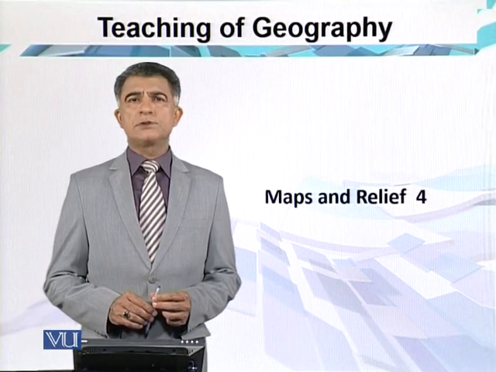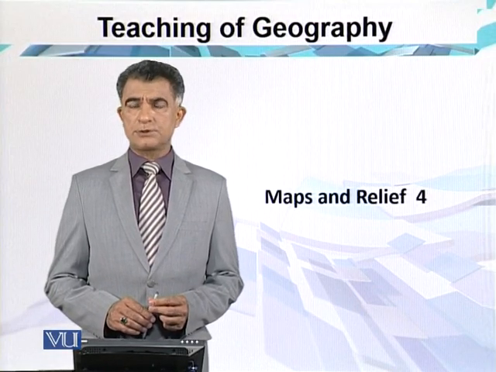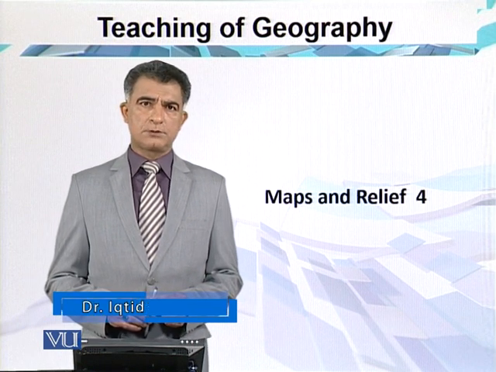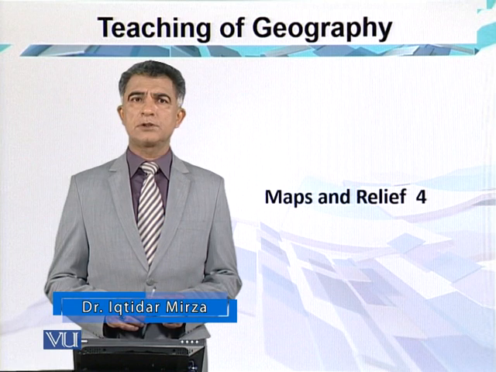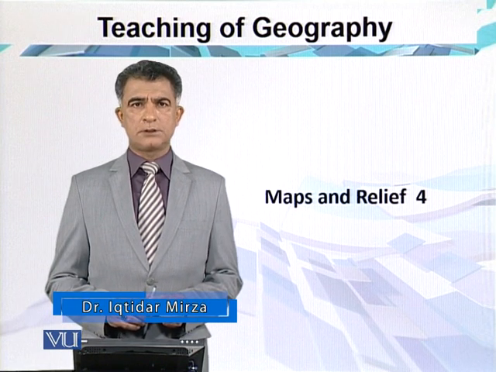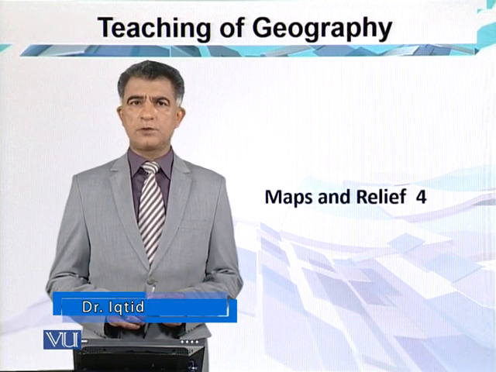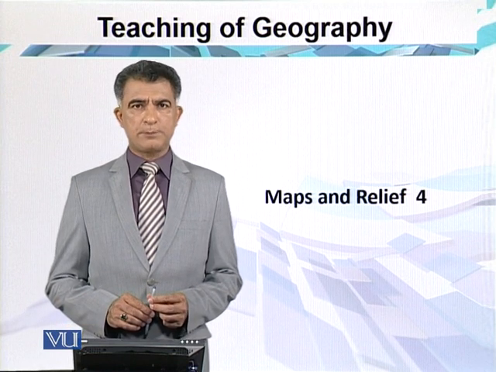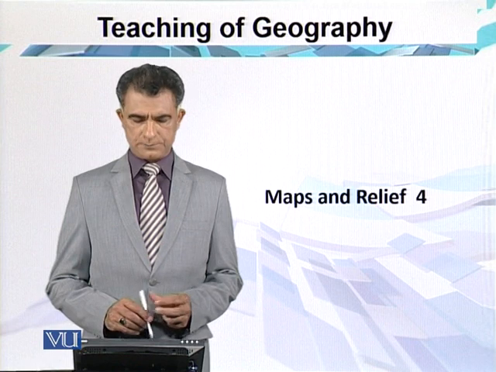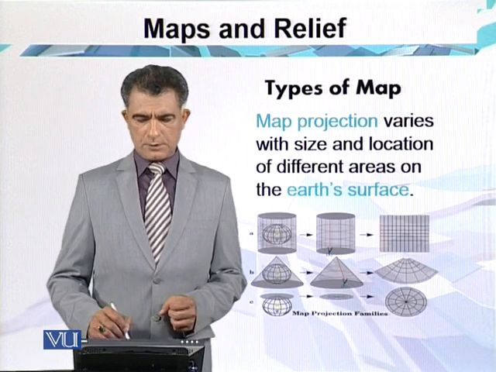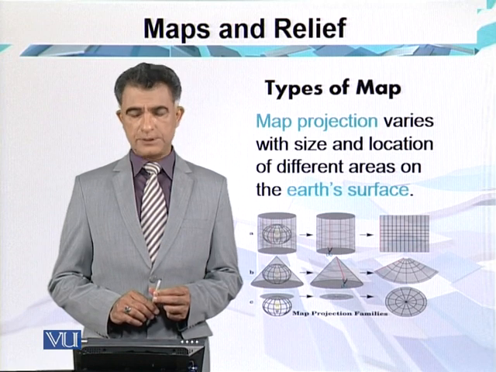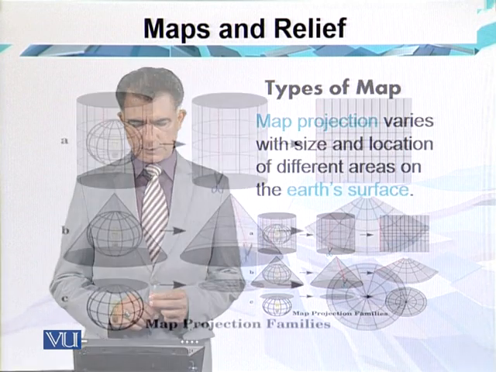Map projection actually is the true representation of longitude and latitudes of the globe. The network of latitudes and longitude is called the graticule. When we are drawing the map over a piece of paper, the map projection is very important. Map projection varies with size and location of different areas on the Earth's surface.